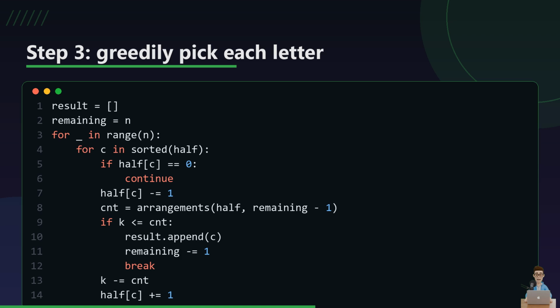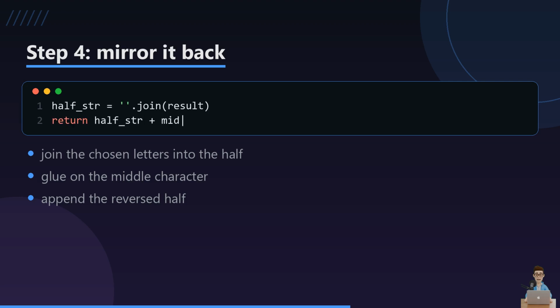Think of it like flipping through pages in a phone book, skipping past whole sections at once instead of checking one entry at a time. We already did the hard part. We built the left half letter by letter. Now finishing is easy. Stick the letters together into a string, add the lonely middle letter if there is one, and then tag the same half onto the end, but reversed. That's it. No more decisions to make. The mirror shape takes care of the rest automatically.